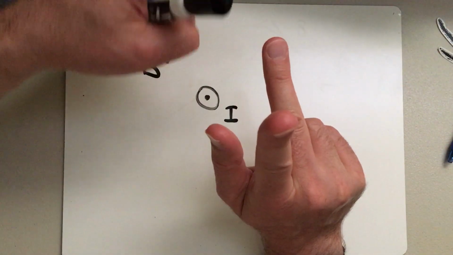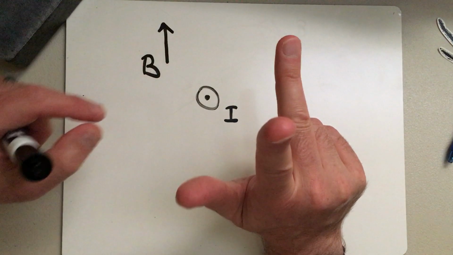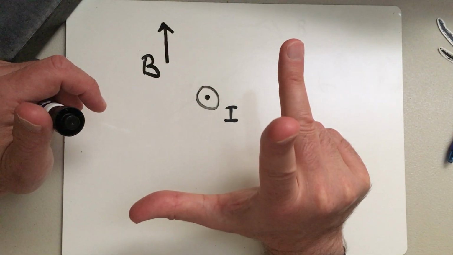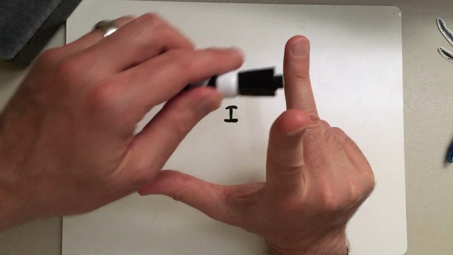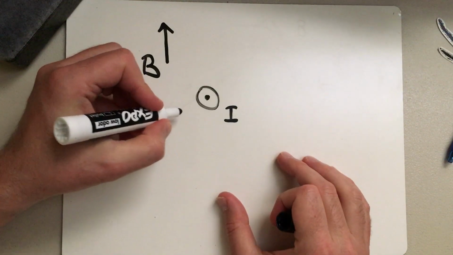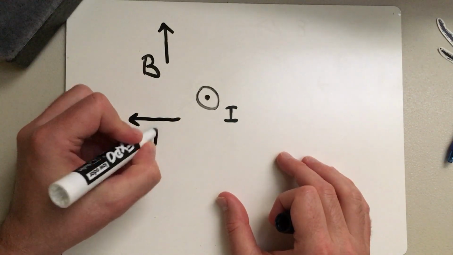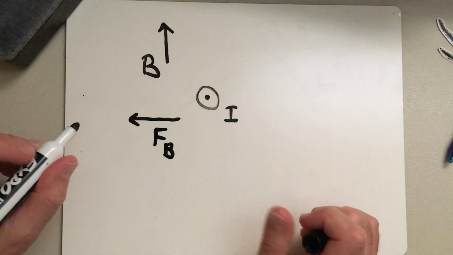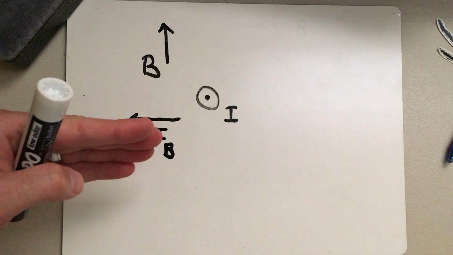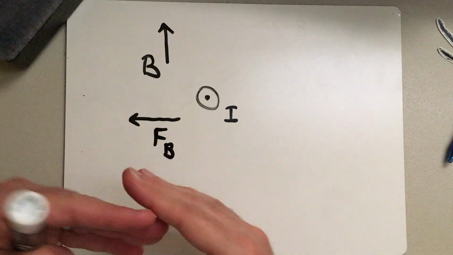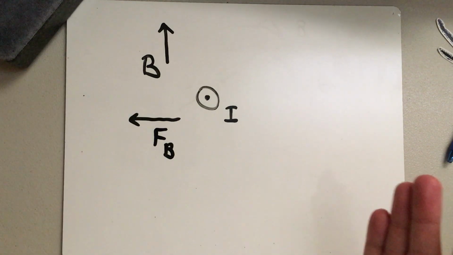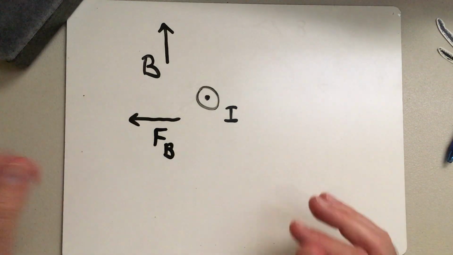My middle finger is pointing up, to the top of your screen, the same direction as the magnetic field. Then I stick the thumb straight out. It's going to be perpendicular to both of these, and it's pointing to the left. So the magnetic force is to the left. Now with charges, we have to worry about positive and negative charges. We don't have that issue with currents, so there's no left-hand rule. There's only the right-hand rule when you're talking about currents.